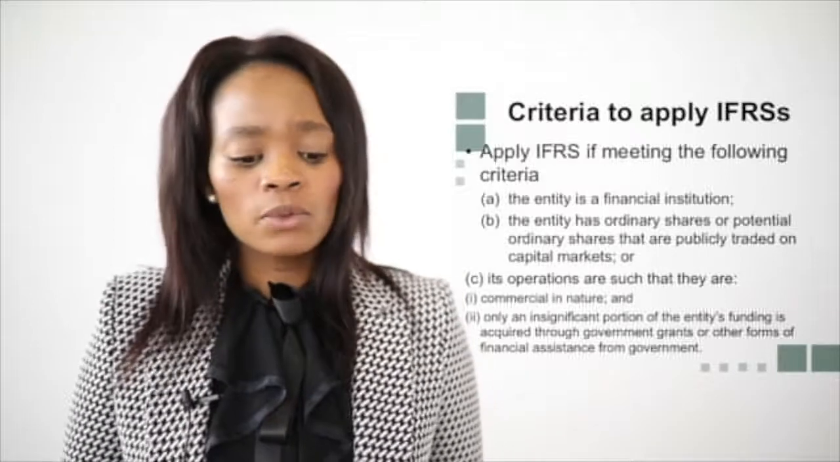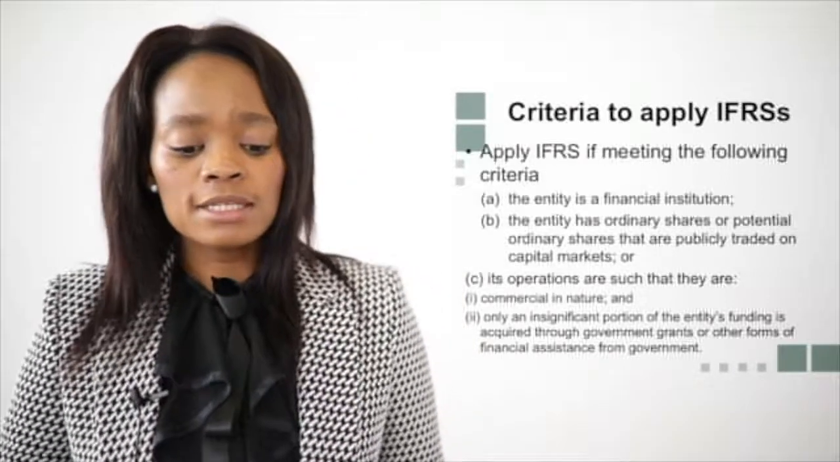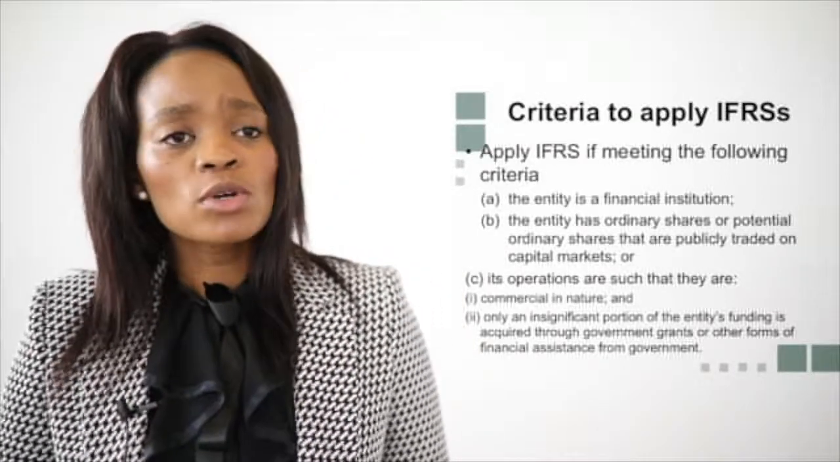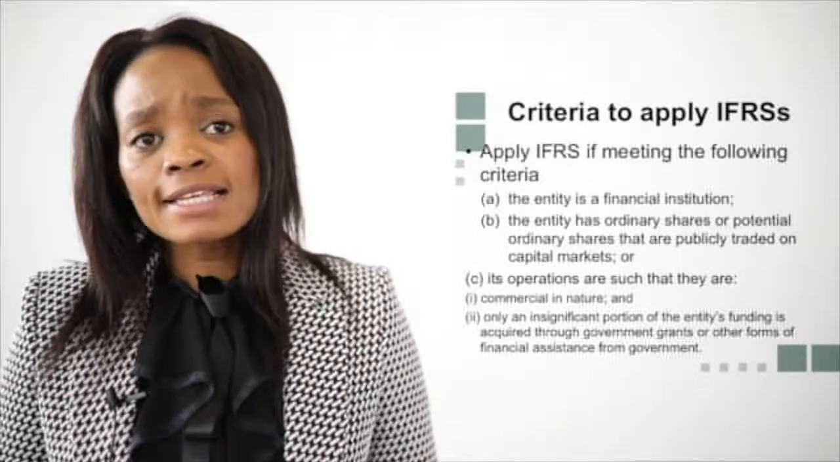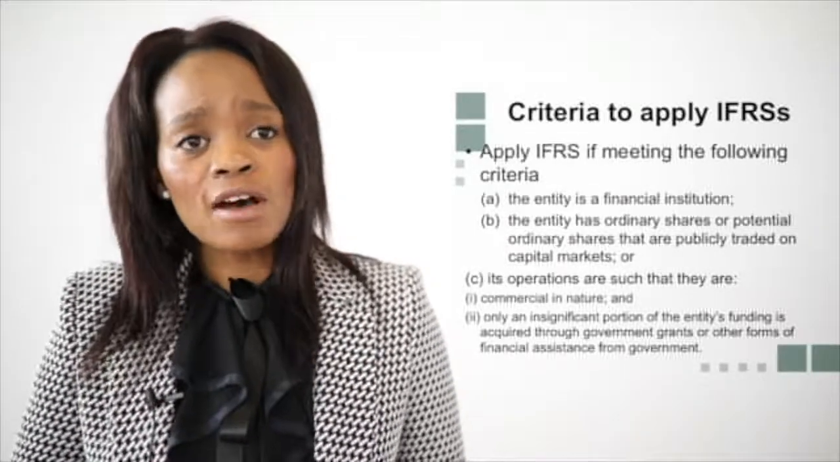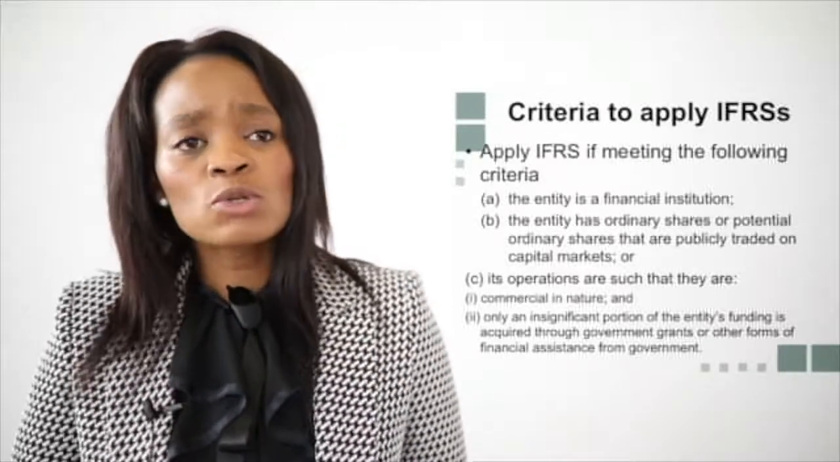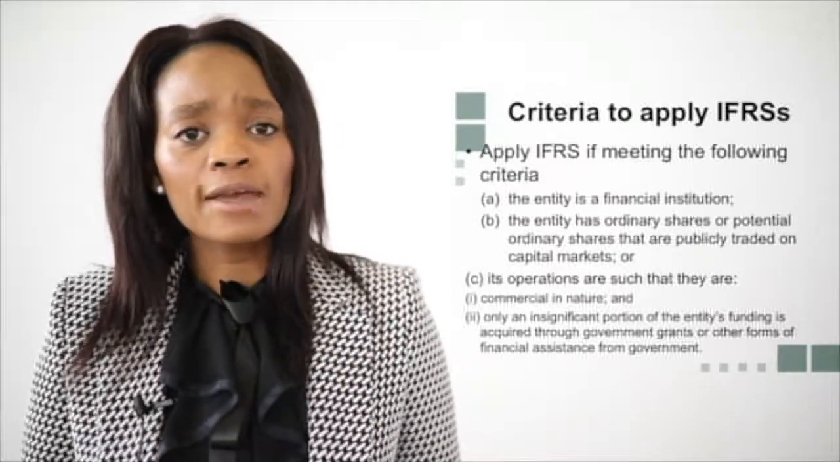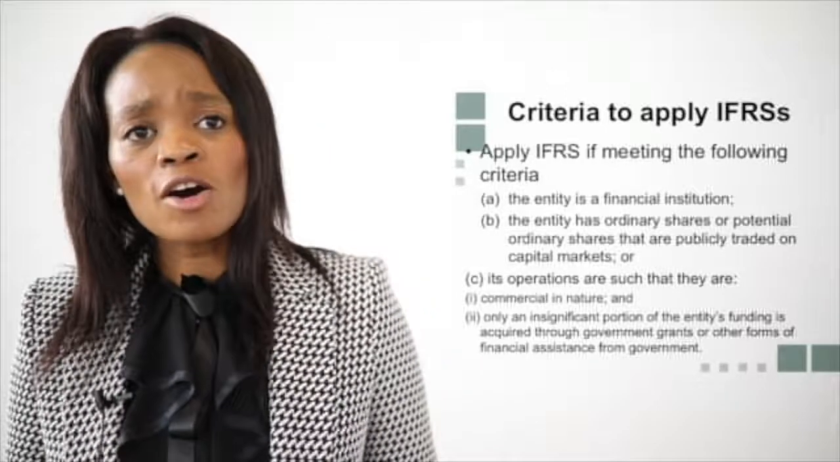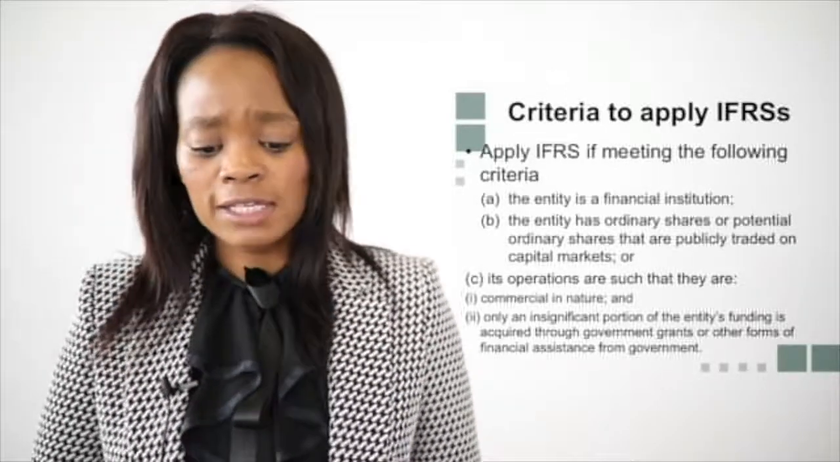So essentially, when assessing your level of dependency, you would need to ask yourself the following. Is the entity sustainable without the funding that it receives from government? And you also need to look at the frequency or the timing of such funding. So how often does an entity receive the funding?